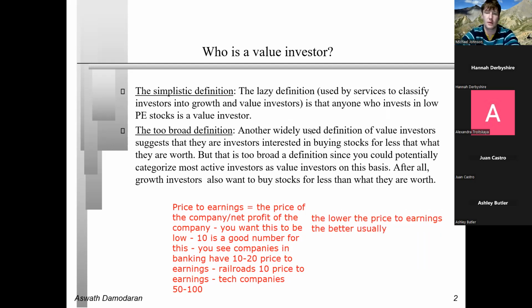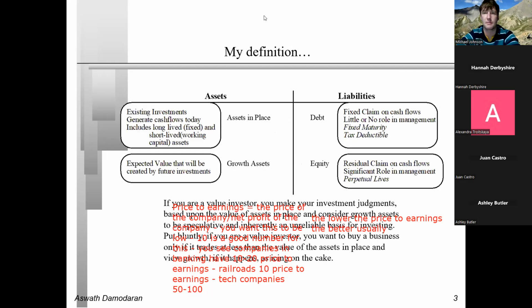Another widely used definition is investors interested in buying stocks for less than what they are worth. That's too broad of a definition because you can talk about most investors as value investors, because most active investors are doing that. They buy stocks for less than they are worth. So I'll put this in here. Price to earnings is one of these stats that we use, but there are others.